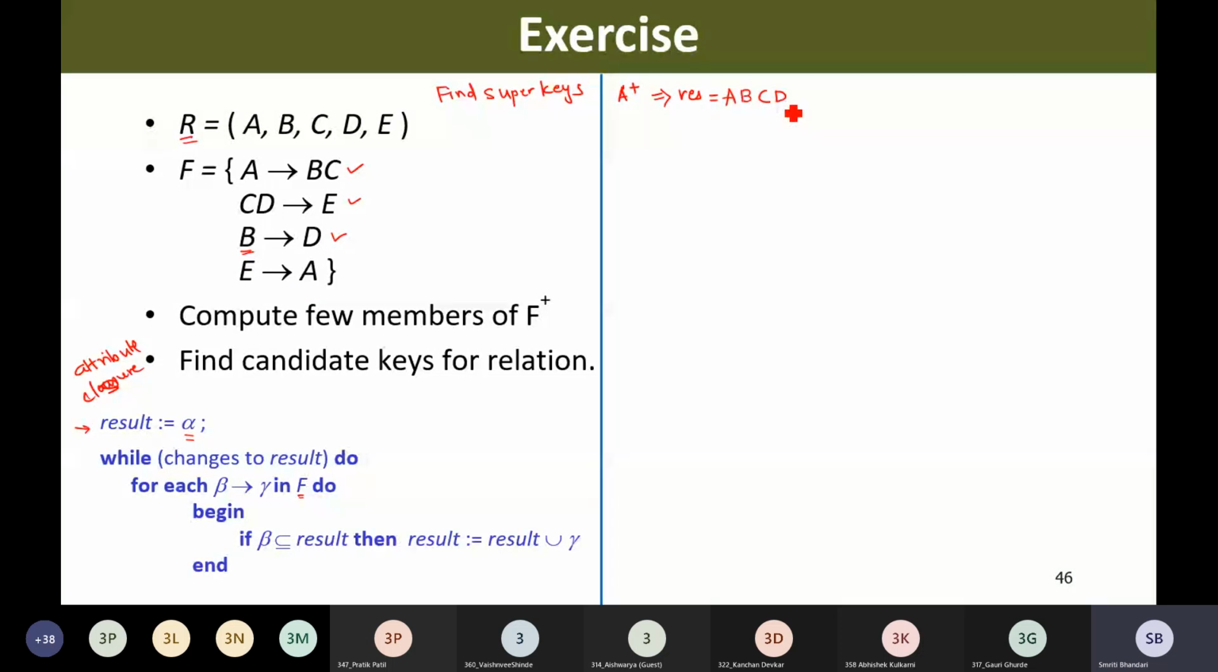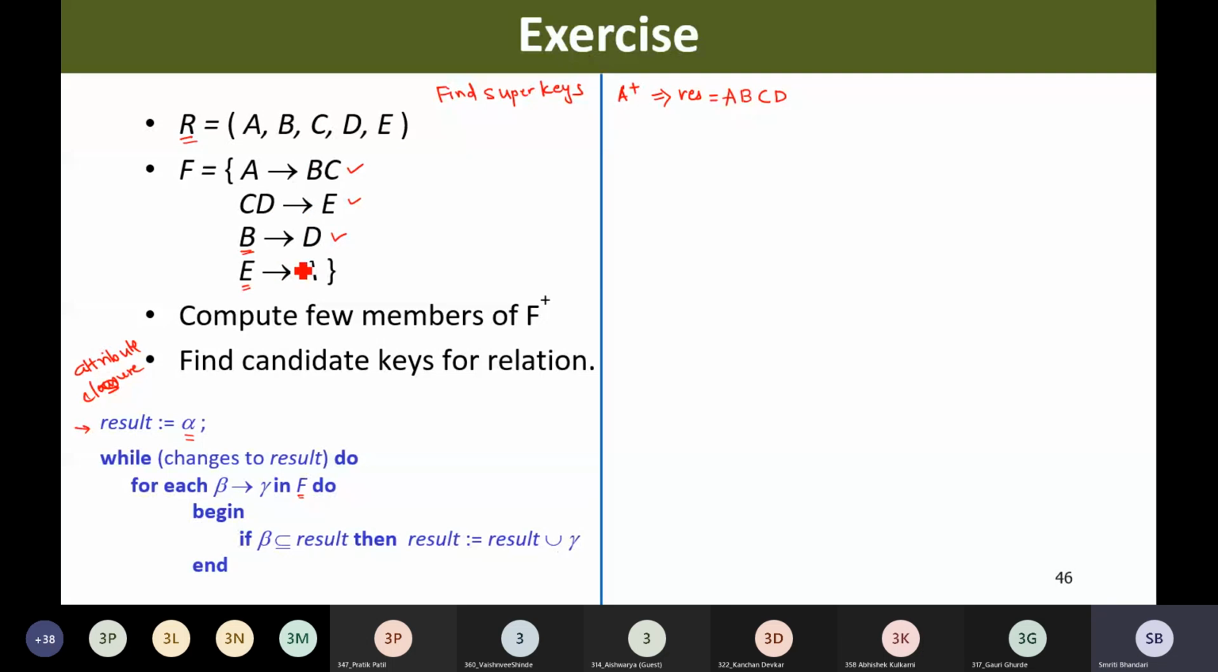Okay. Now what next will I do? I'll go for the next functional dependency, E to A. Is E a subset of my result? No. So I'll not do anything. I'll repeat this process until there are no more changes in the result. So once again, I'll iterate through this set of functional dependencies.